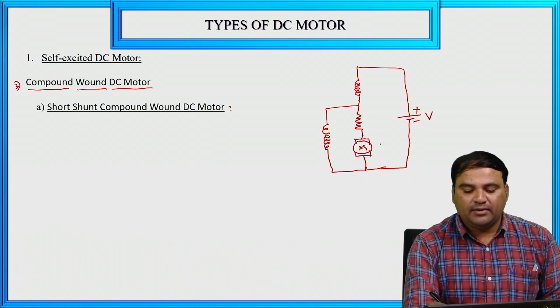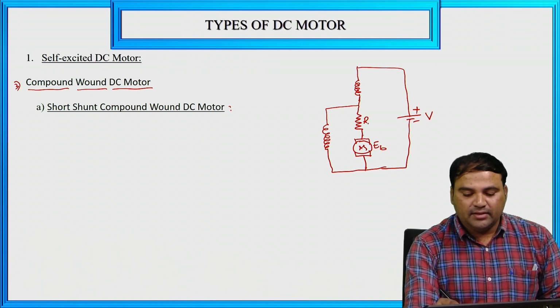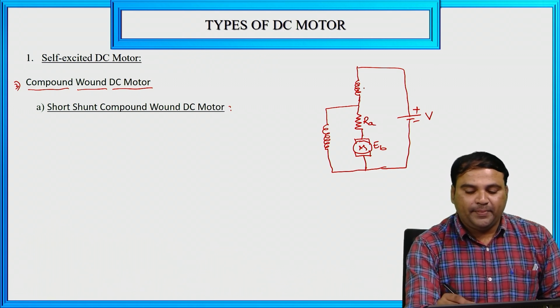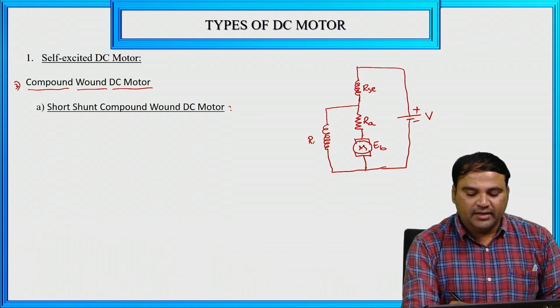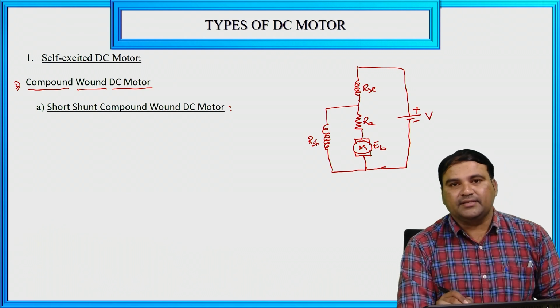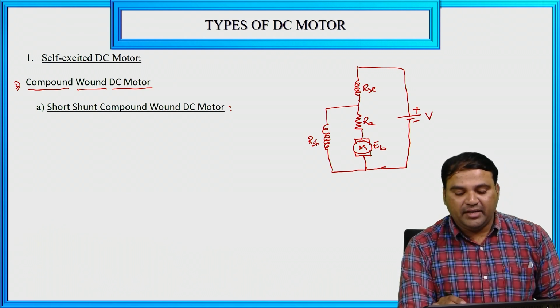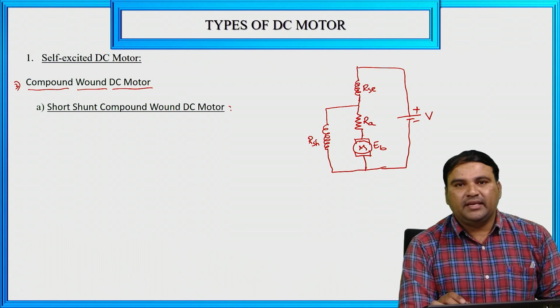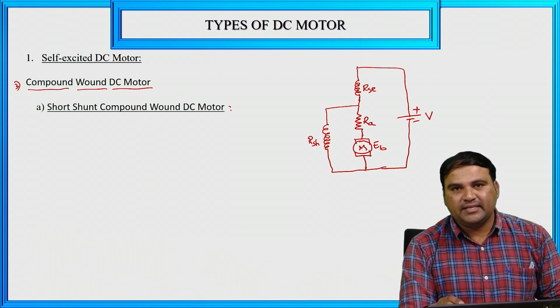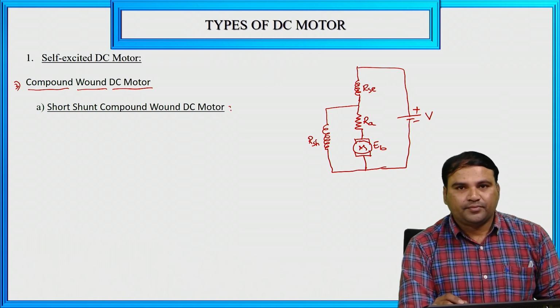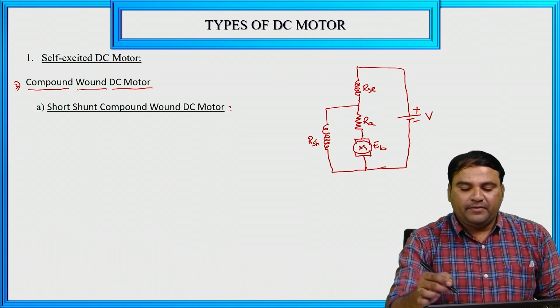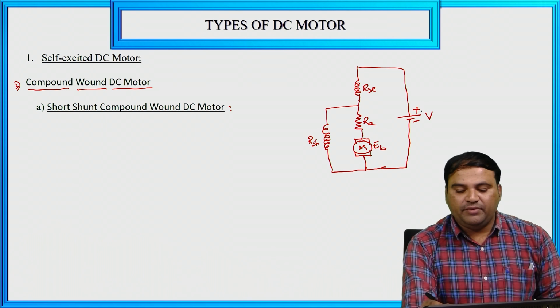This motor has the back EMF, that is EB, and this is the armature resistance RA. This is the series field winding, which has the series field resistance, and the shunt field winding has the shunt field resistance. Each and every winding has some amount of resistance, represented by the armature resistance, series field resistance and shunt field resistance. Now for this we need to give the current direction. We have the source here.